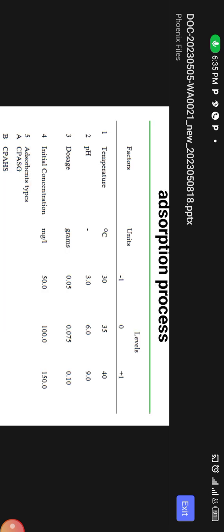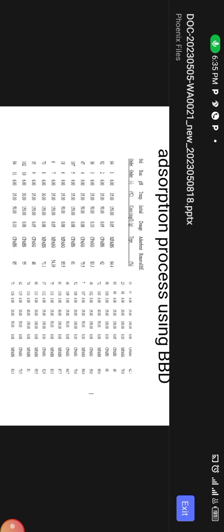Factors and levels for the adsorption process. Here we have 5 factors. Out of these 5, we have 4 that are numeric, which are temperature, pH, dosage, and initial concentration. Then the type of adsorbent is a category factor. We have 4 levels of this category factor here: CPASG, CPAHS, MPAHS, and MPASG.